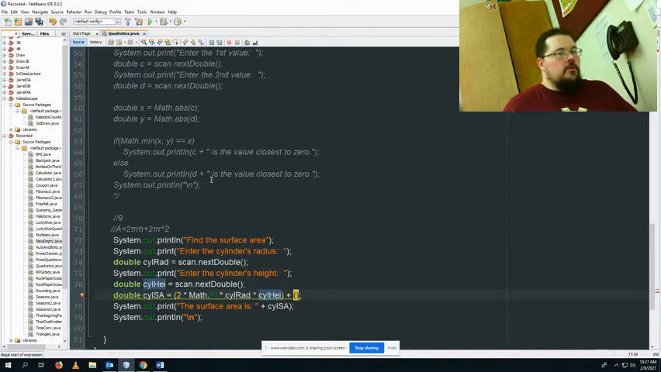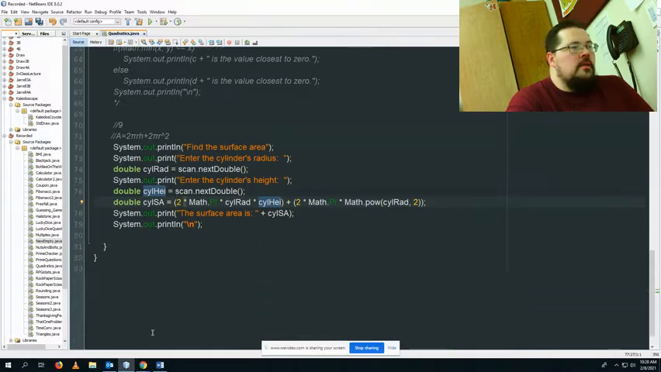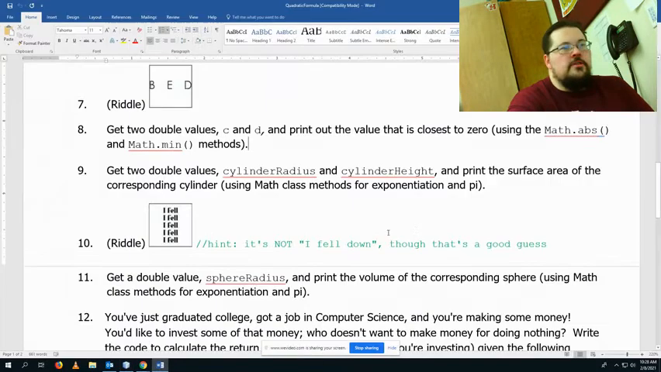And then in part 2, 2 times pi again, times Math.pow, so radius squared. Okay, each of those is done separately, and then they're put back together. Remember that there are no understood or invisible operators in Java. For mathematics, we have to actually list multiplication every time we do it. Right, and that looks functional.